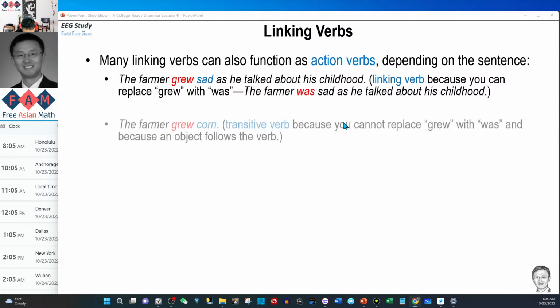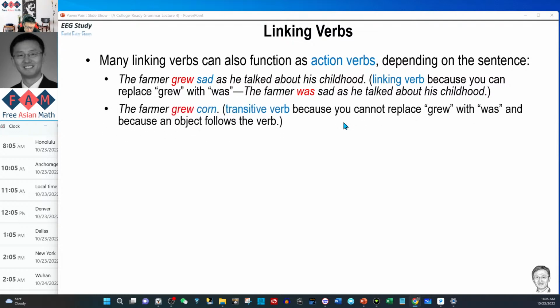Okay, so in the next example, the farmer grew corn. What does that mean? Here, grew or grow is truly a transitive verb, an action verb. What is the action? This grow means that you plant the corn, cultivate it, and you harvest in fall. So this action is for you to plant the corn. Okay, the corn, which is a noun, is not another name for the farmer. Corn and farmer are two different things. They are not related. One is the subject, one is the object.